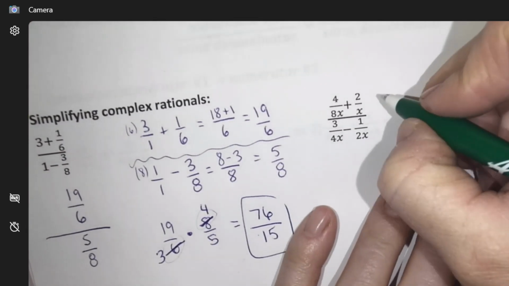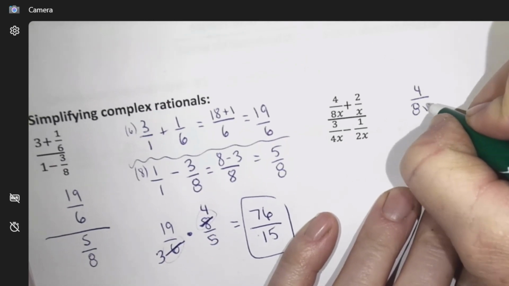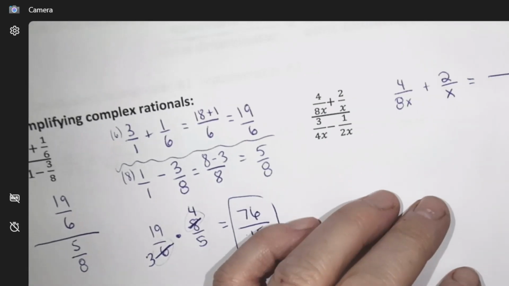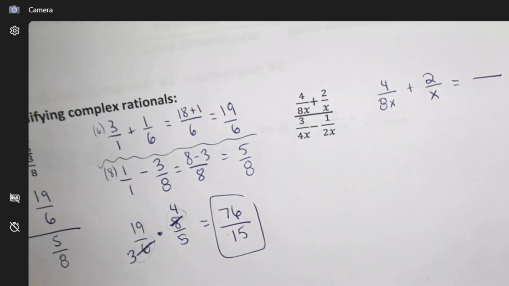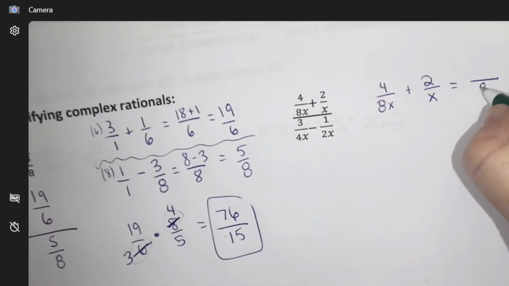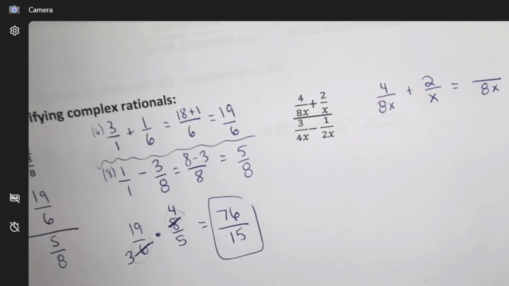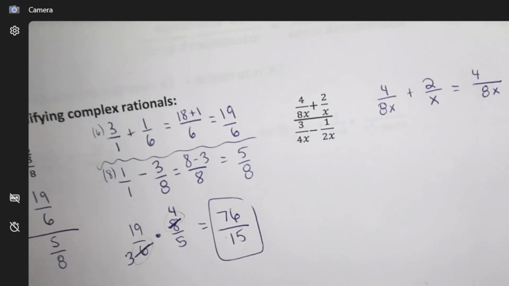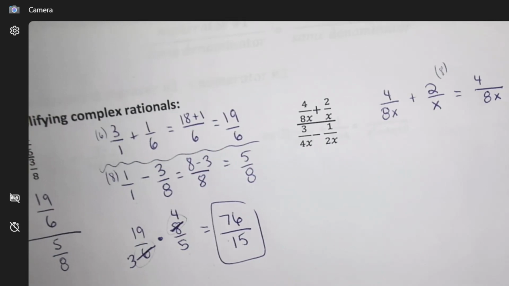Okay, here we go. Adding. Okay, so 8x, what can you use that's common? The lowest common multiple. 8x. Okay, so I would have nothing to the first one. And I would have to times this by 8.